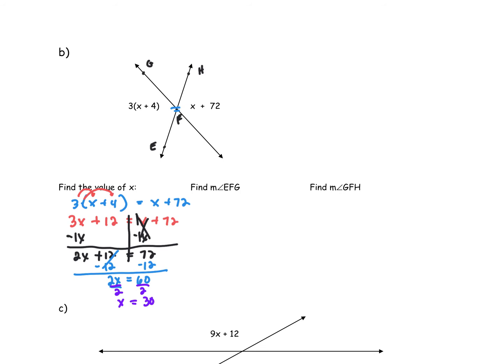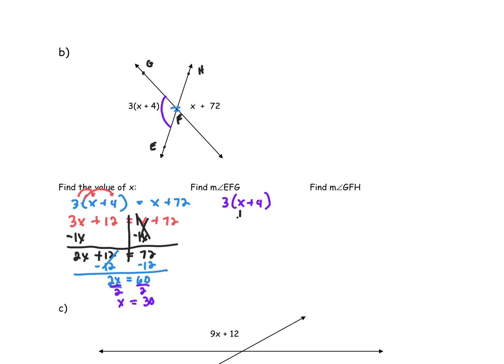So we now know what x equals. And we've been asked now to find the measurement of e to f to g. So e to f to g would be this angle. So we want to know the value of this angle. And we're given 3x plus 4.